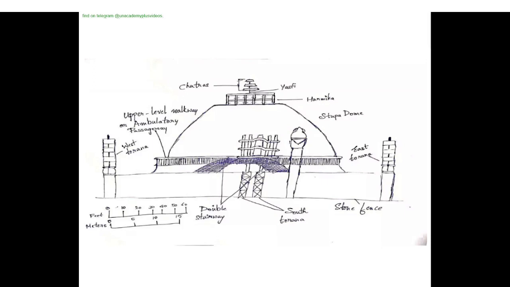See, you can see the diagram here. You can find the chatras. You can find the stupa dome. You can find the east torana and west torana, and you can also find the ambulatory passage. Okay, just stop here for a while and go through the image so that you can get a picture.